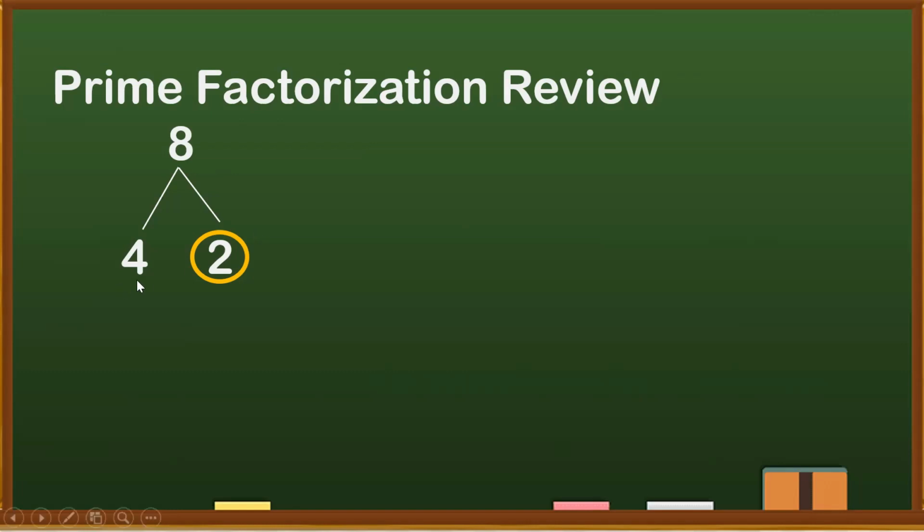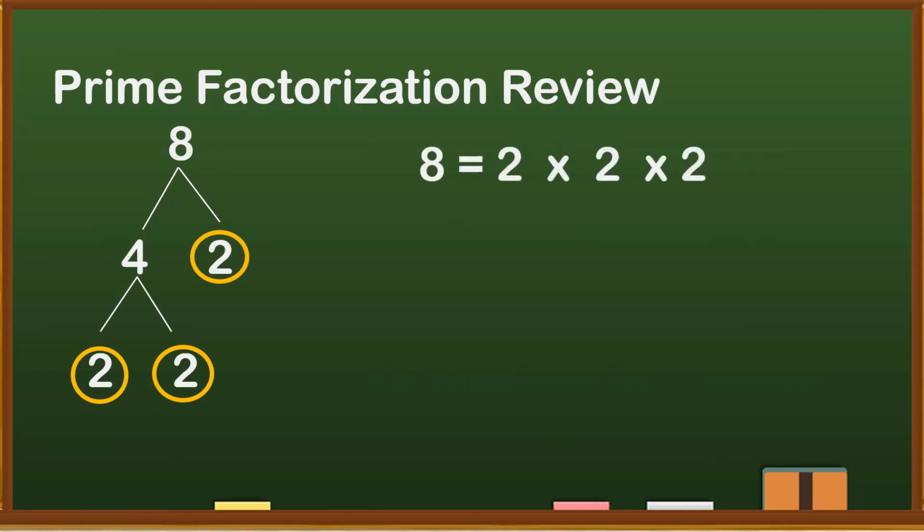And then si 4, dahil si 4 ay hindi pa siya prime number, ipa-factor pa natin siya. And what are the factors of 4? So we have 2 times 2. Ayan, 2 times 2 is equal to 4. And we know that 2 is a prime number, kaya i-encircle na natin siya. Ibig sabihin, nakuha na natin yung prime factors of 8, which is 2 times 2 times 2.